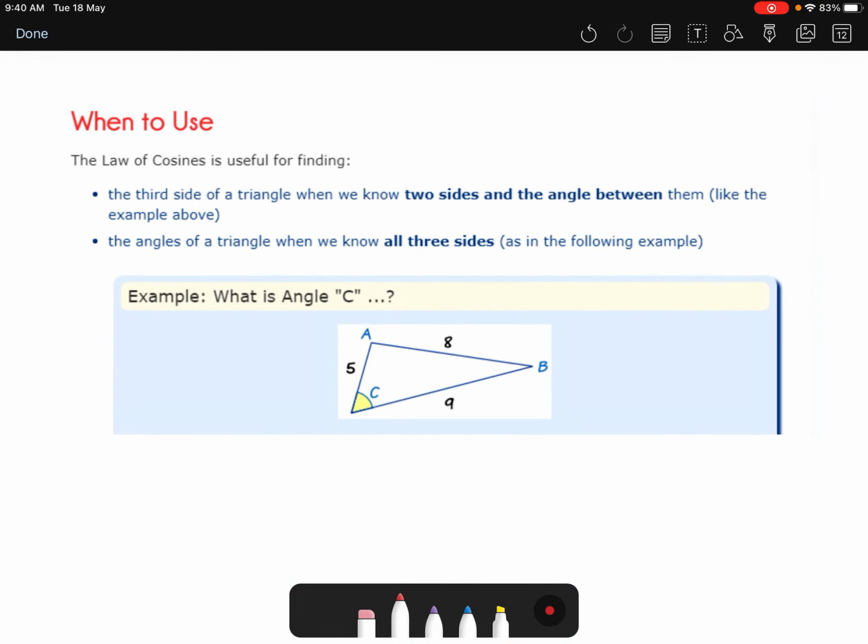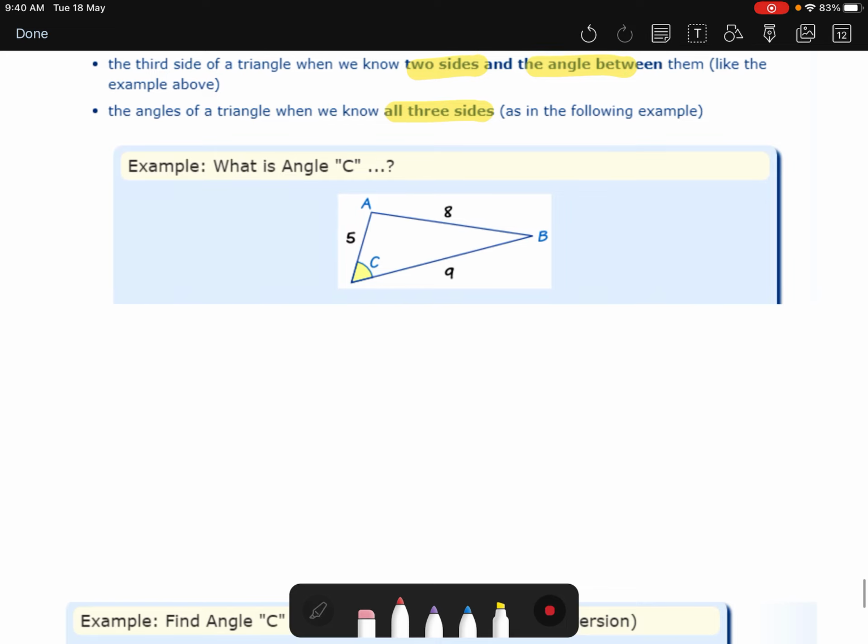Alright, so let's take a look at the second example. You notice that we are given only three sides, or three lengths. We need to find the angle C. This one we also can use the law of cosine. So you notice that if you want to use cosine rule, the information given to you is a bit little. For sine rule, quite a lot of information is given. So the cosine rule is useful when you want to find the third side, when you know the two sides and the angle between them, or you want to find the angle when we know all the three sides.